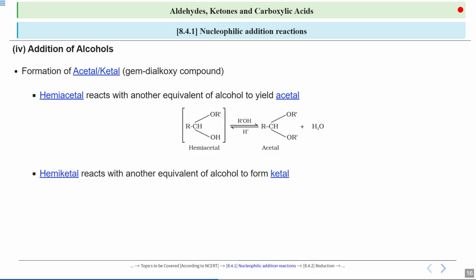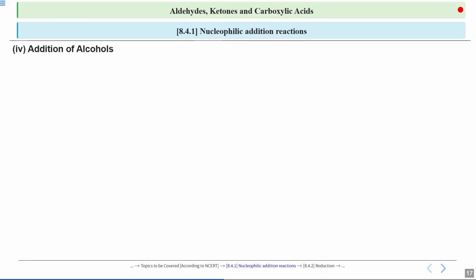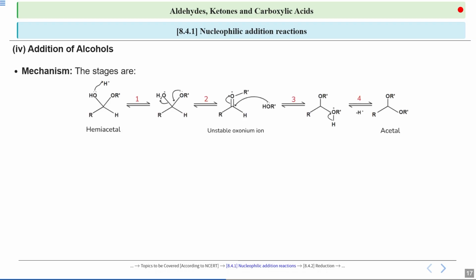Similarly, a hemiketal reacts with another equivalent of alcohol and you get a ketal. So look at this image. It is a hemiketal. When you react it with another equivalent of alcohol, you get a ketal. That is, two OR groups get attached to the same carbon and water is released. Now we will see the mechanism of the formation of acetal and ketal.